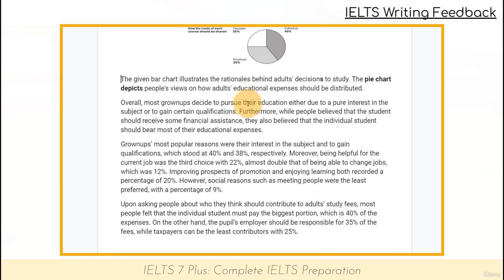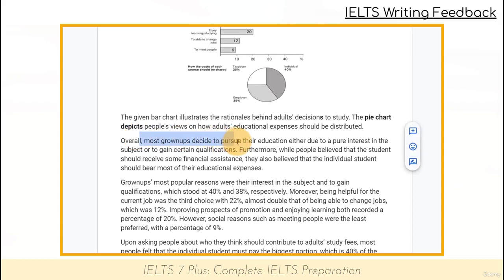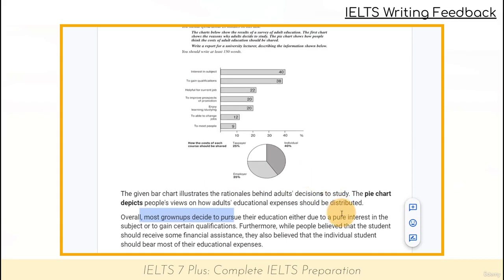Okay, so this overview, overall, most grown-ups decide to pursue education due to pure interest in the subject or to gain qualifications. Okay, so that overview, I was wondering if this is more of an opinion the writer has. So I was a little bit worried there. But they're basically paraphrasing this here.